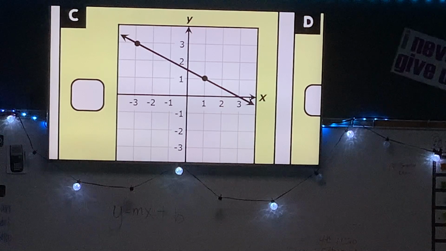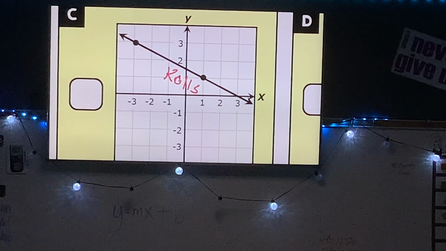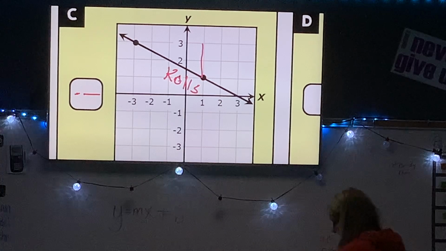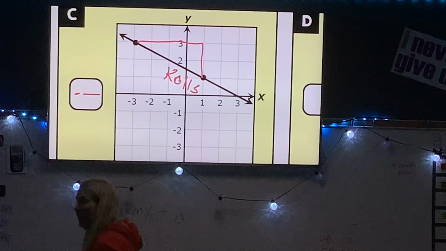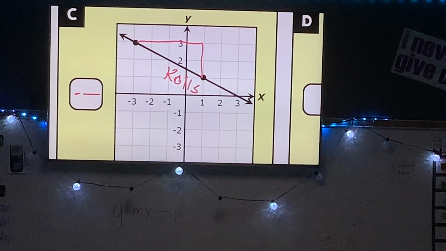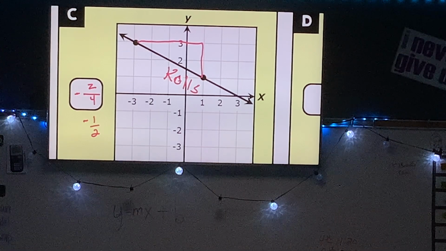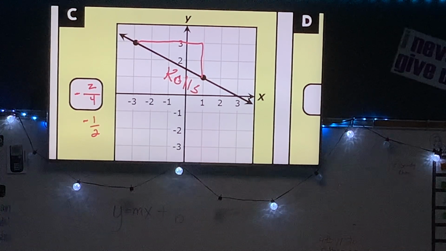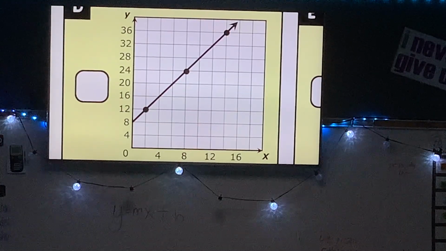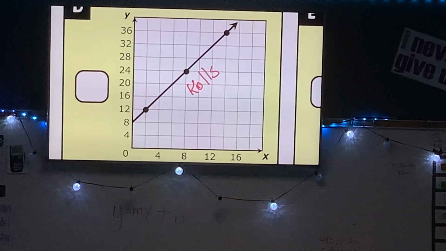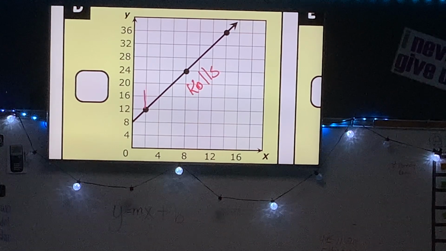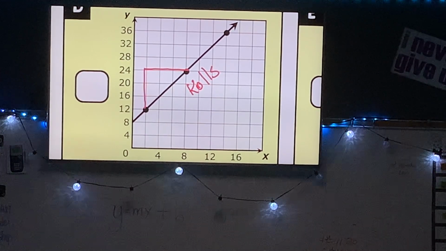Okay, C. Positive or negative? Negative. Rise and run. How many am I rising? 2. How many am I running? 4. Which reduces to -1/2. Good. D, positive or negative? Positive. How many am I rising?